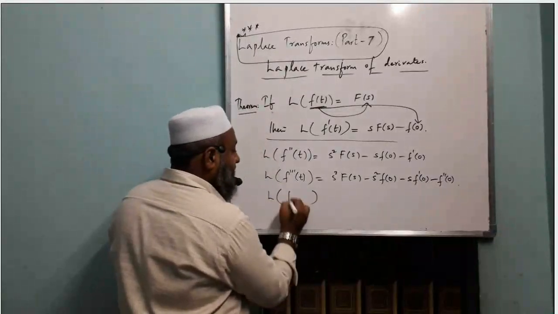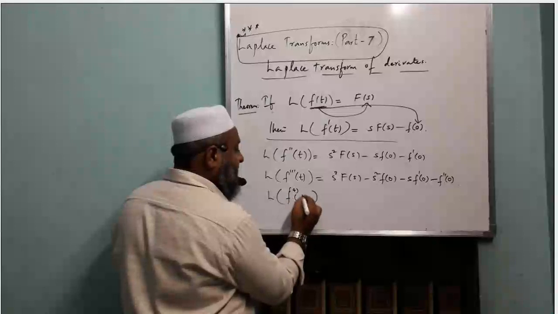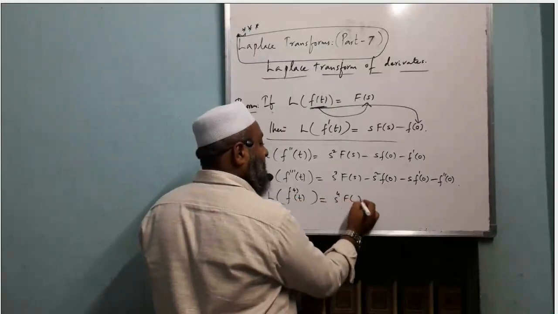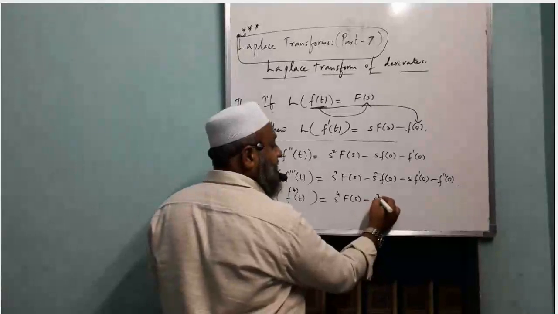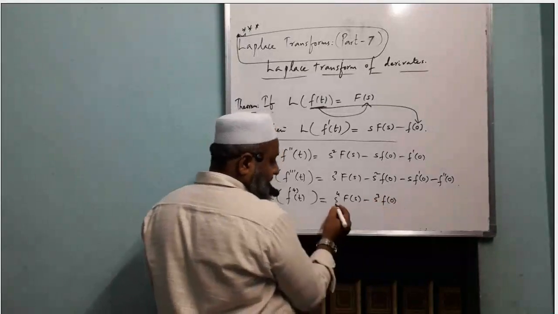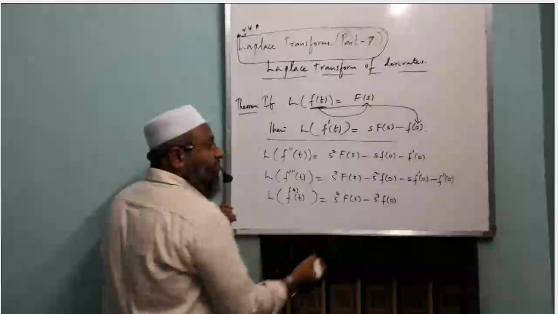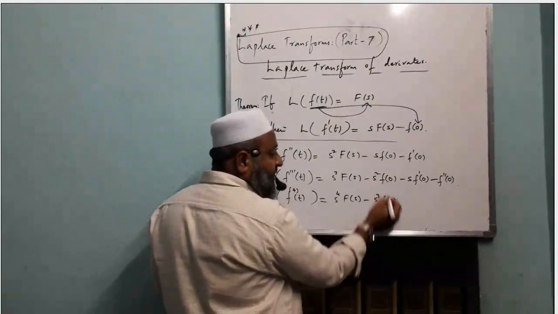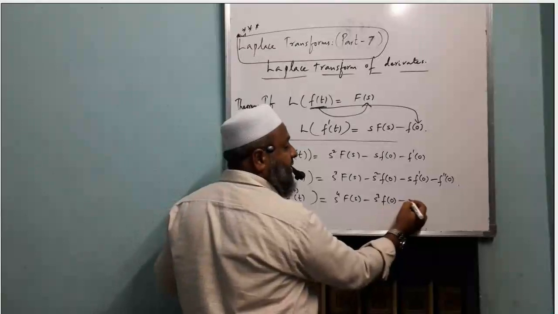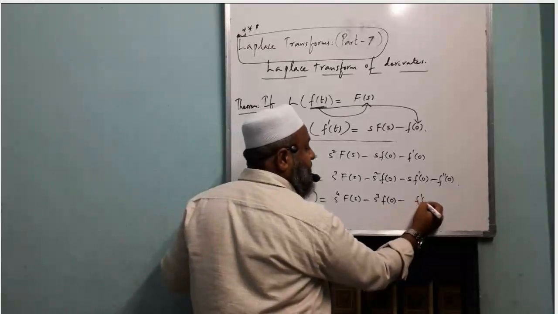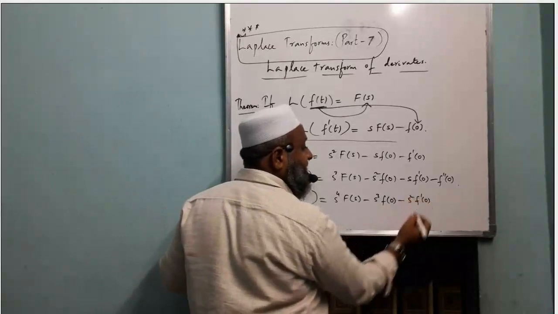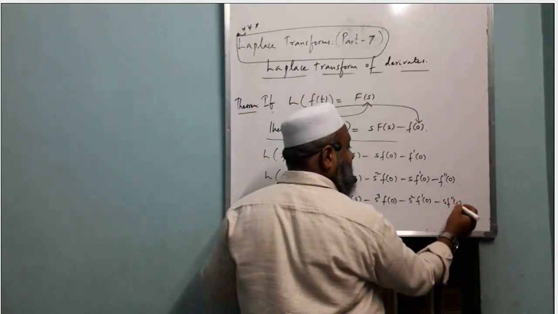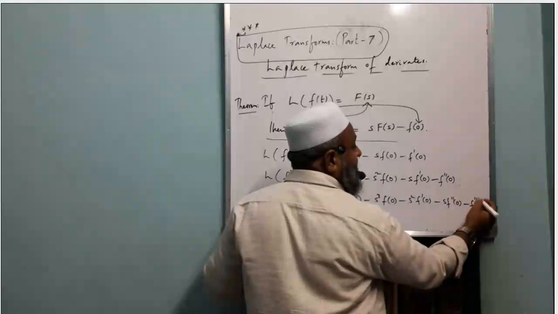Now you can tell what is the fourth derivative Laplace transform, that is s to the power of 4 F of s minus s cube into f of 0. The power of s should decrease one step every time, and here the function value will appear, and then f dash of 0 will appear with one lesser power, minus s times f double dash of 0, minus f triple dash of 0.